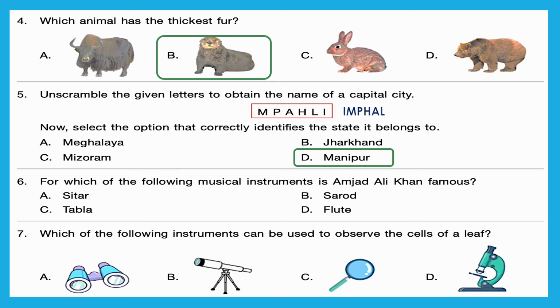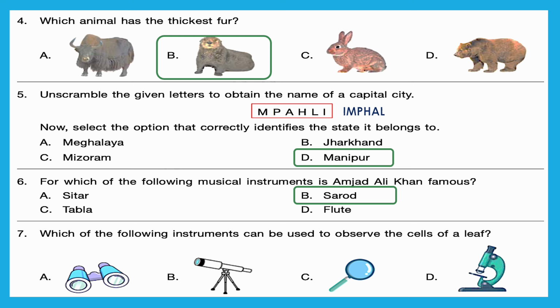Question 6. For which of the following musical instruments is Amjad Ali Khan famous? The right answer here is option B, sarod. Ustad Amjad Ali Khan was born on 9th October 1945. And he is an Indian classical sarod player, best known for his clear and fast akhara dance.